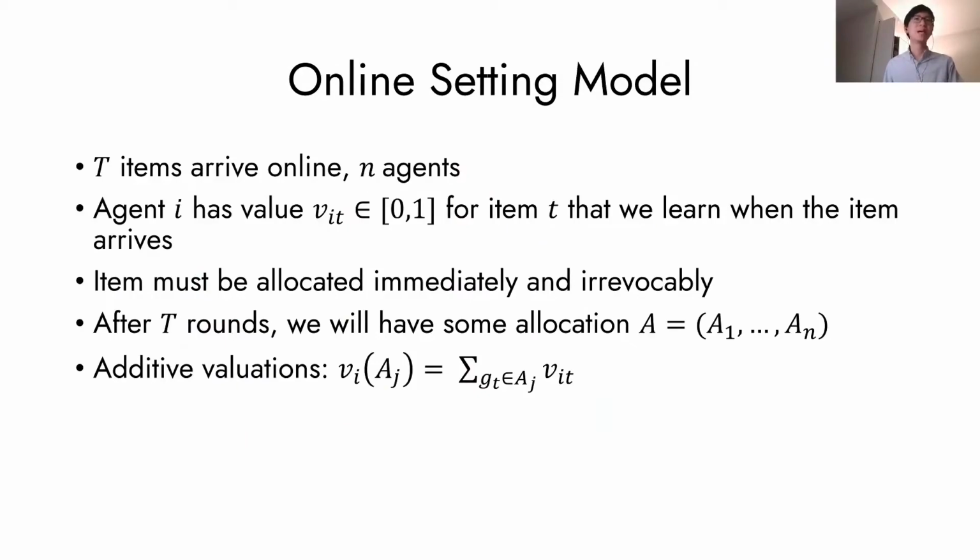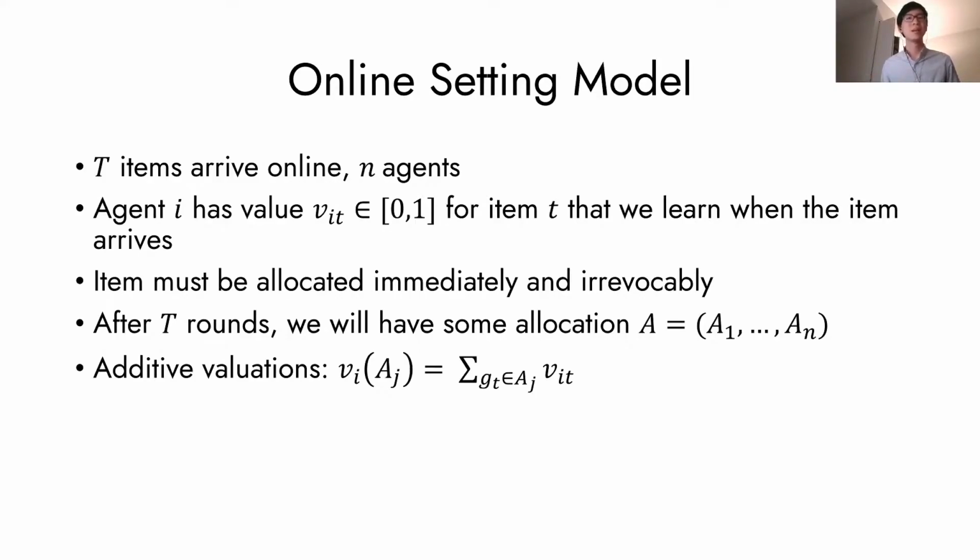Formally, we have T items arriving online and N agents. Agent I has a value between 0 and 1 for each item. Importantly, we only learn this value when the item arrives. And once it arrives, it needs to be allocated immediately, so we can't take back this choice. We evaluate the algorithm based on the final allocation after T rounds.